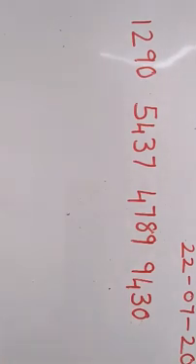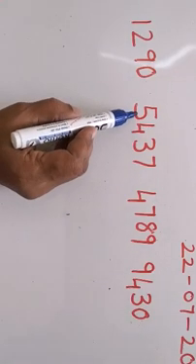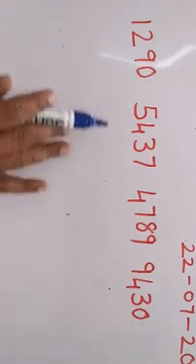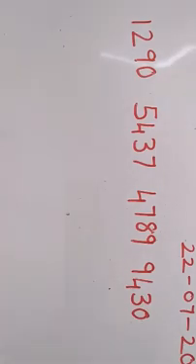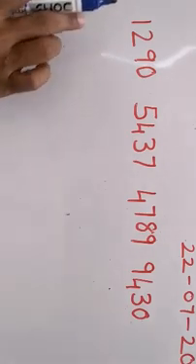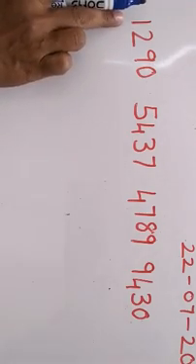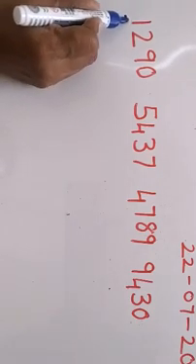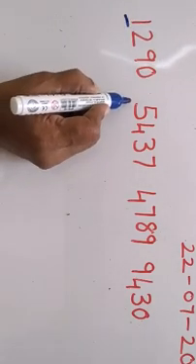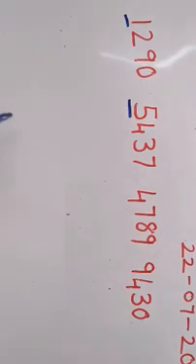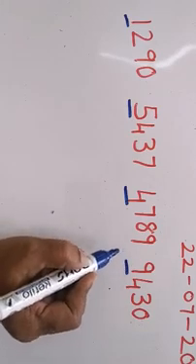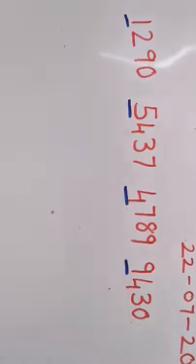Now, to write in the ascending order, children, we know our place values, right? Unit, tens, hundred, thousand. So let's see the thousands place. When we compare the numbers, children, we look at the highest place value. So the highest place value over here is thousands. Now in the first number, in the thousands place, I have 1. In the second number, in the thousands place, I am having 5. In the third number, in the thousands place, I am having 4. And in the last number, in the thousands place, I have 9.